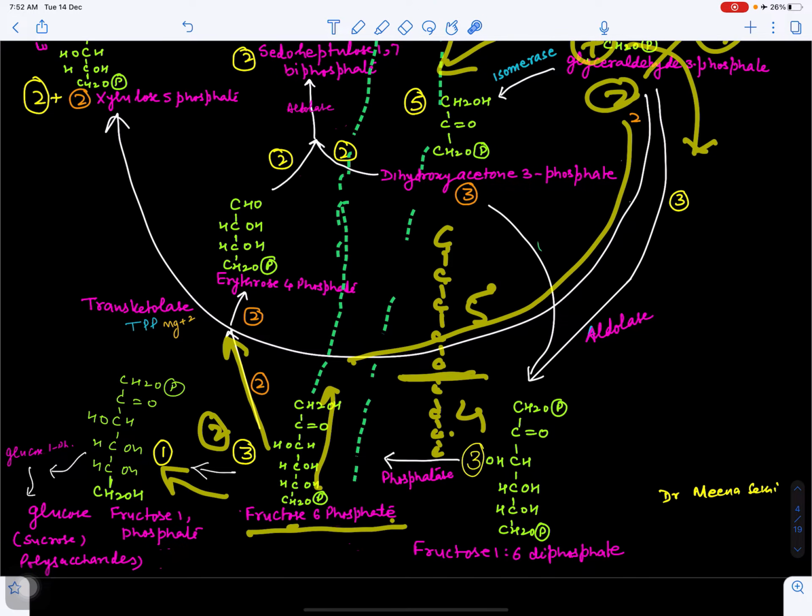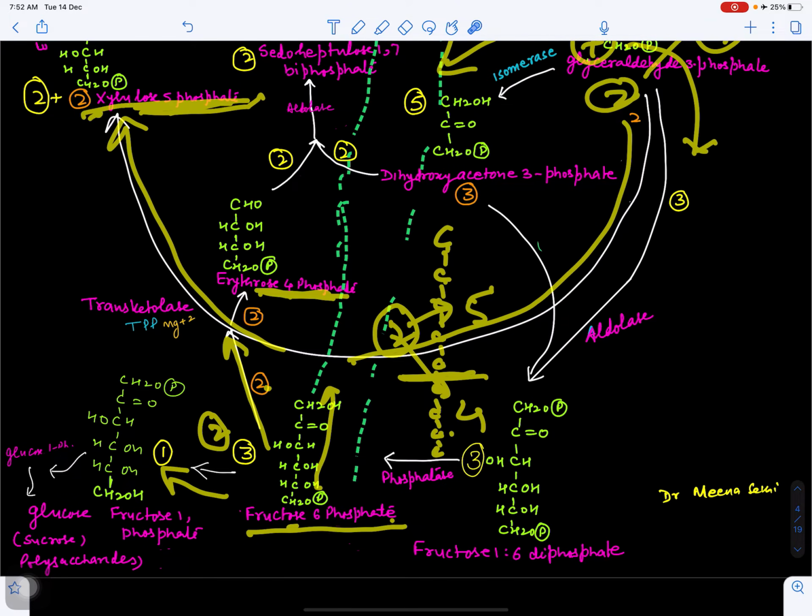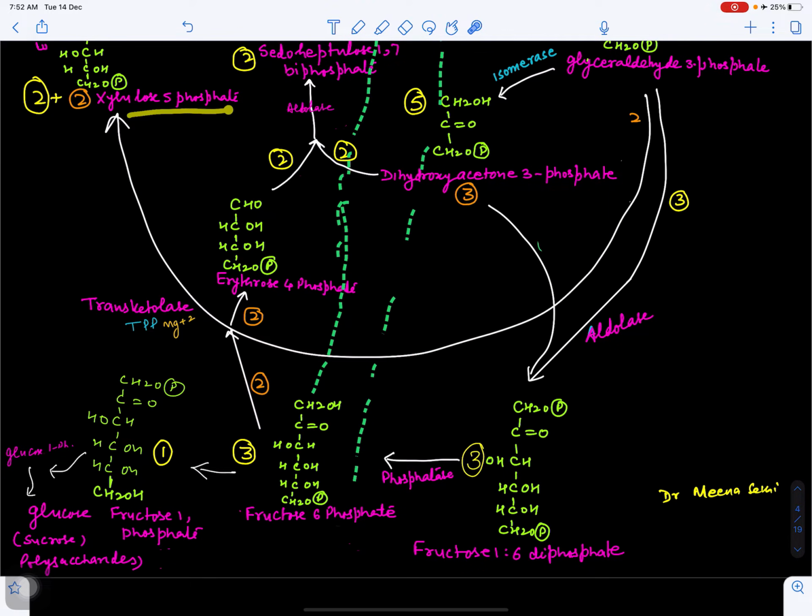So this will break up into 4 and 5 carbon compounds. The 4 carbon is erythrose 4 phosphate and the 5 carbon is xylulose 5 phosphate, because 2 molecules were condensing. So 2 molecules of 5 carbon and 2 molecules of 4 carbon will be produced. So 2 molecules of xylulose 5 phosphate, like we have shown with the orange color, these 2 molecules are coming from here. So 2 molecules of xylulose 5 phosphate and 2 molecules of erythrose 4 phosphate.